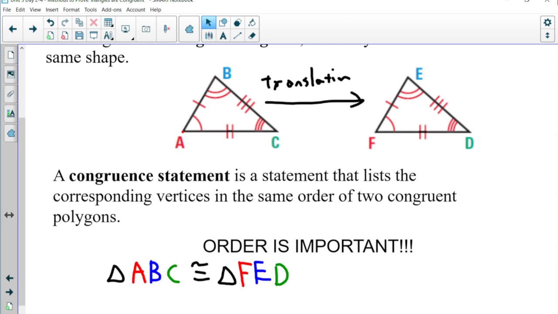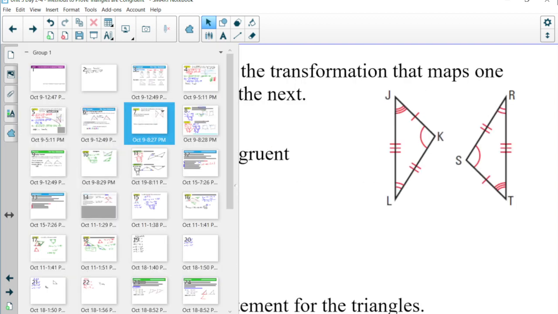Notice it's not necessarily alphabetical, but that order matters because this will be a powerful statement. It will show exactly what sides are matching up and exactly what angles are matching up. But in order to do that, you need to write it in the correct order. So that's what you'll see on these problems. So as I said, all the sides need to be the same, all the angles need to be the same. So let's take a look at what that looks like.